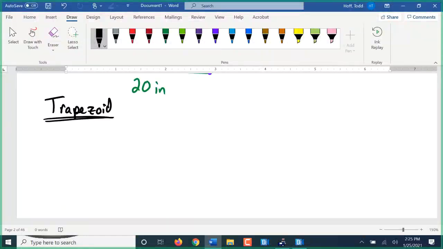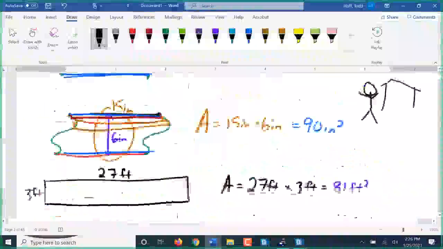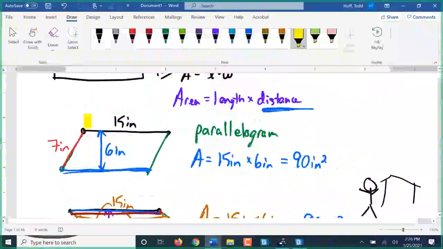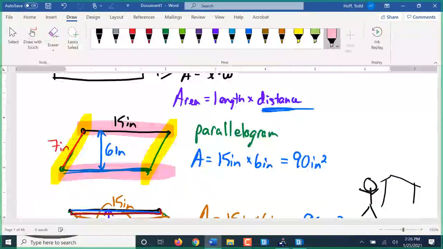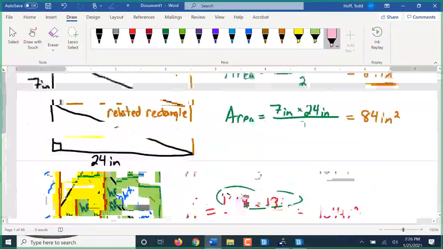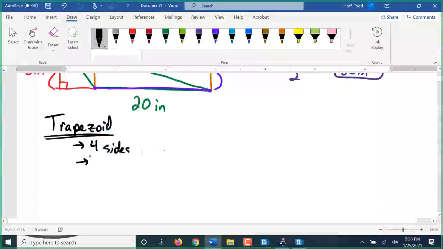You guys know what a trapezoid is? A trapezoid has 4 sides. And unlike a parallelogram that we had up here, where both pairs of opposite sides were parallel, this side's parallel to this side, that side's parallel to that side, in a trapezoid, one pair of sides is parallel.